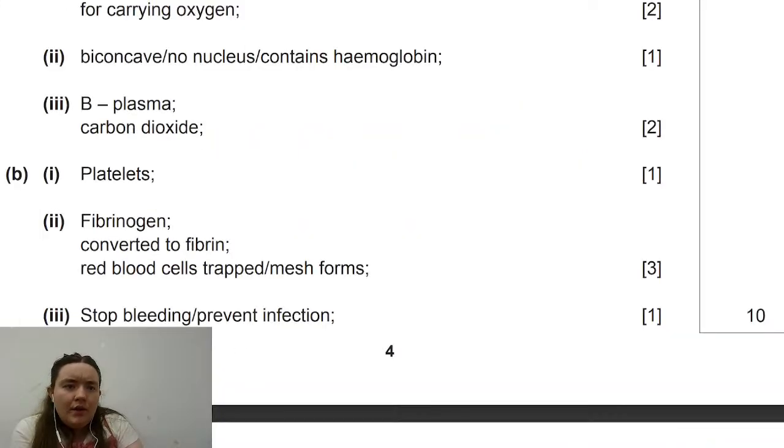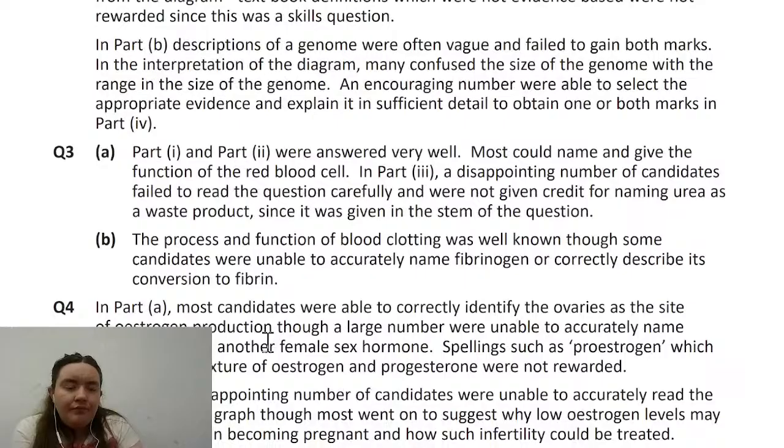So we'll see what is said in the examiner's report. So part A, parts 1 and 2 were answered very well. Most could name and give the function of the red blood cell. In part 3, a disappointing number of candidates failed to read the question carefully, and were not given credit for naming urea as a waste product since it was given in the stem of the question. Yeah, that's fair enough. They gave urea in the question, so you couldn't get it as an answer because it says urea as a waste product, name one more.